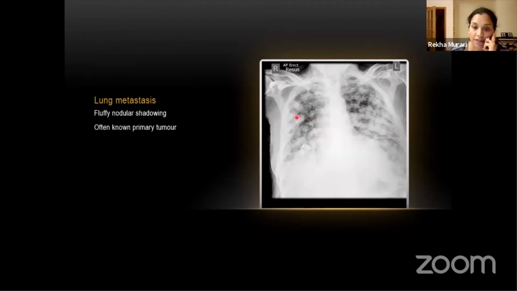So they are like fluffy nodular shadowing throughout the lung, more so in the lower lobes because of the increased blood supply to the lower lobes. And they're of varying sizes. Depending on the primary, if it was from a sarcoma or malignant melanoma, you would expect some cavitation within them. But if it was sarcoma, again, you could expect some calcification within them. But in general, these are cannonball appearance and in keeping with lung metastasis. Well done. Mets, yeah.